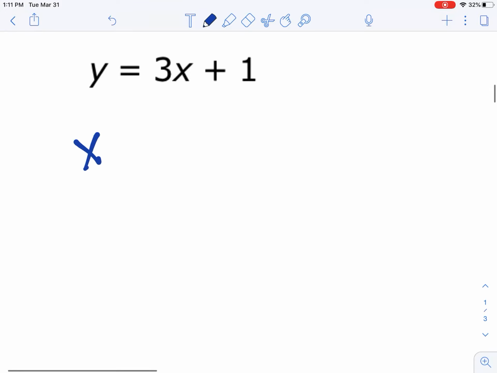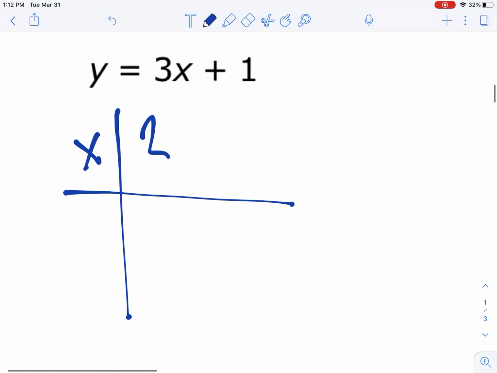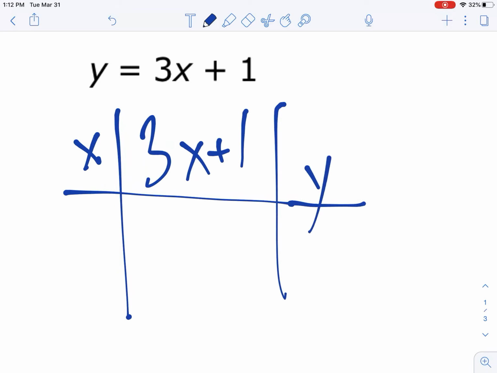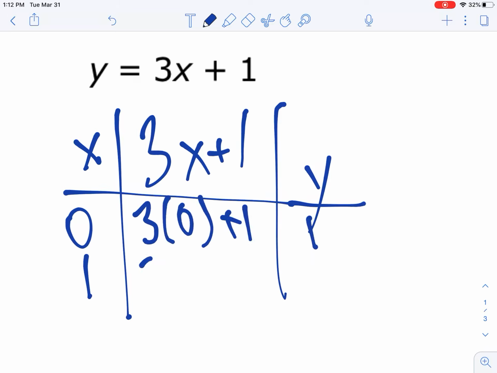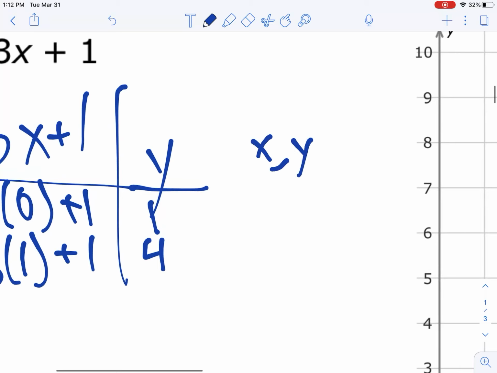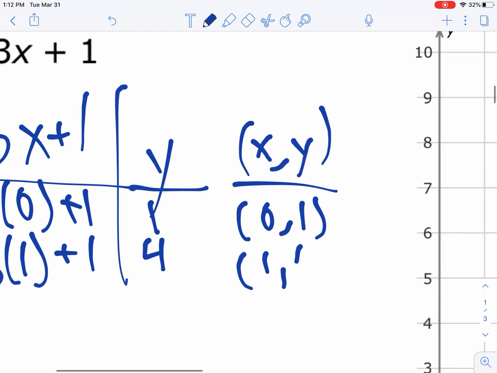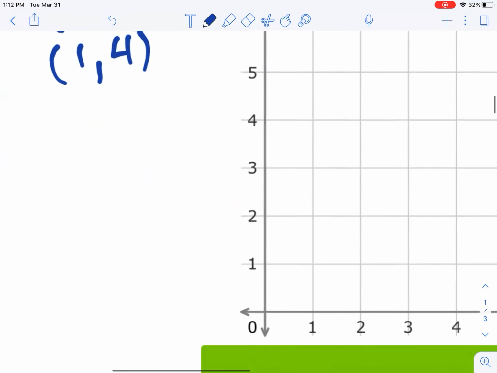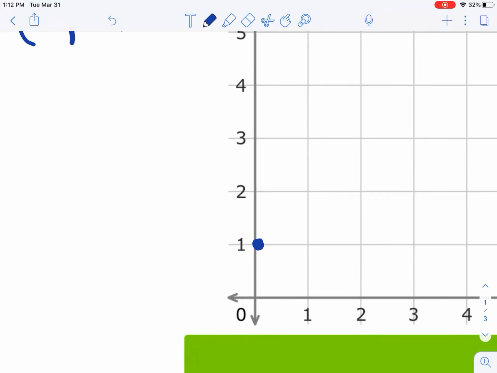So I've got my input, which is x. My rule is 3x plus 1. And my output is y. Again, use 0 and 1. Substitute it in. 3 times 0 is 0, plus 1 is 1. 3 times 1 is 3, plus 1 is 4. So my ordered pairs are going to be (0, 1) and (1, 4). So I'm going to put those on my IXL, and it's going to connect my dots for me.